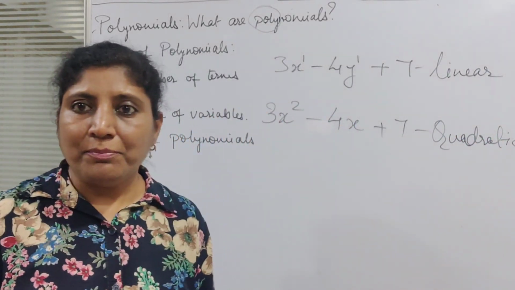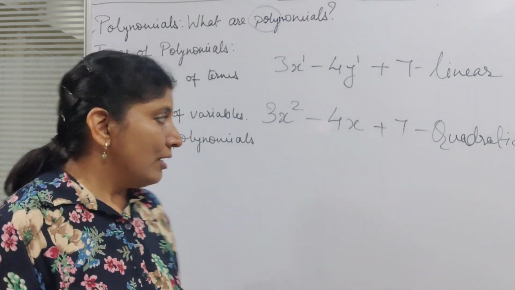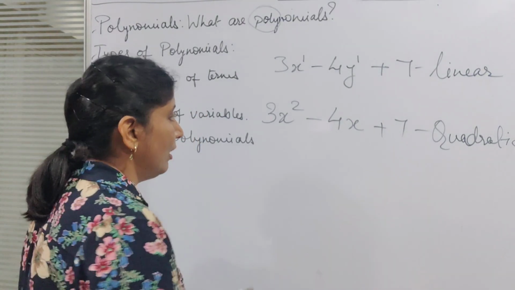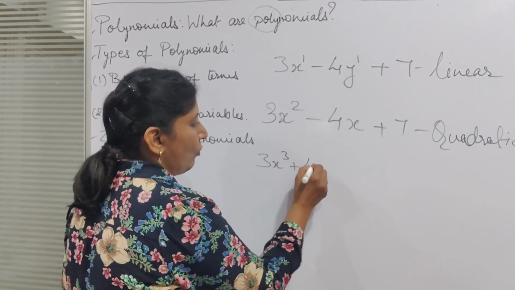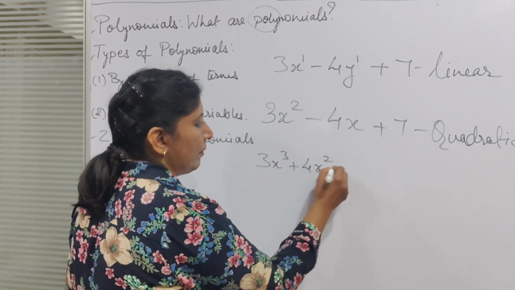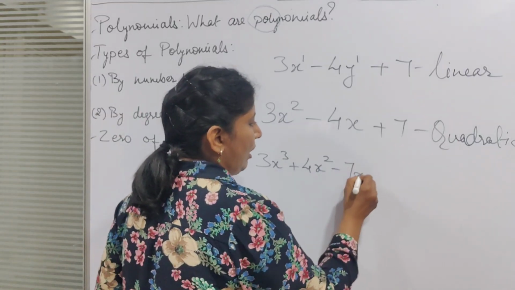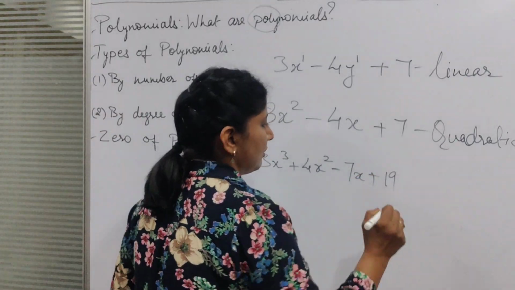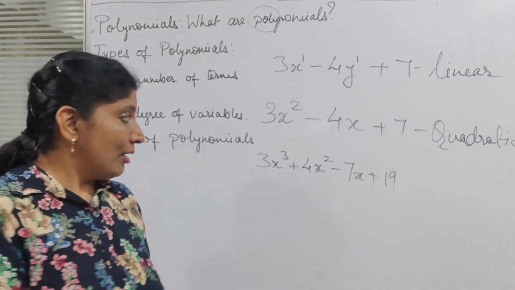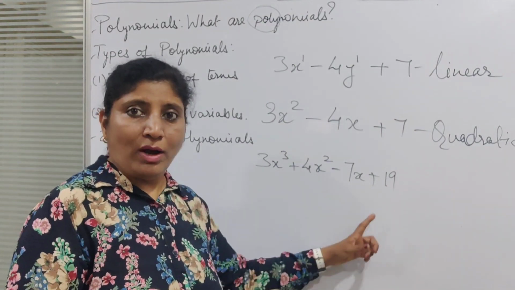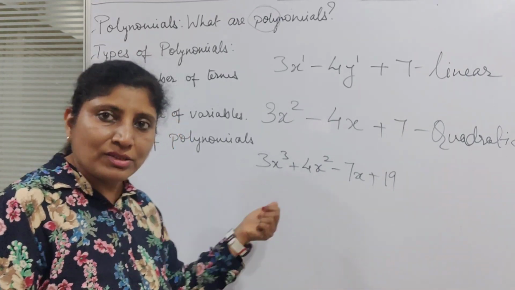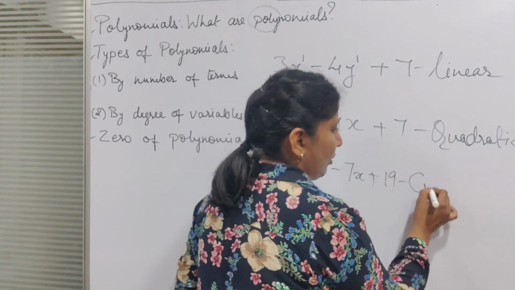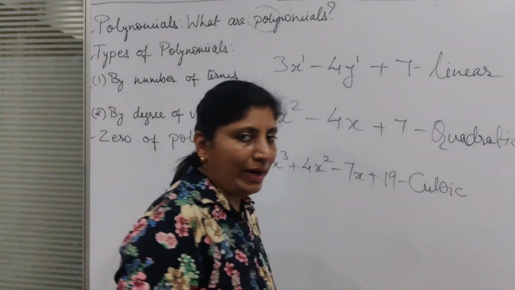Right? Quadratic polynomial. Let's see the third case. Say 3x cube plus 4x square minus 7x plus 19. What is the highest degree? 3, 2, 1 and no variable. So what is the highest degree? 3. Such a polynomial is called a cubic polynomial.